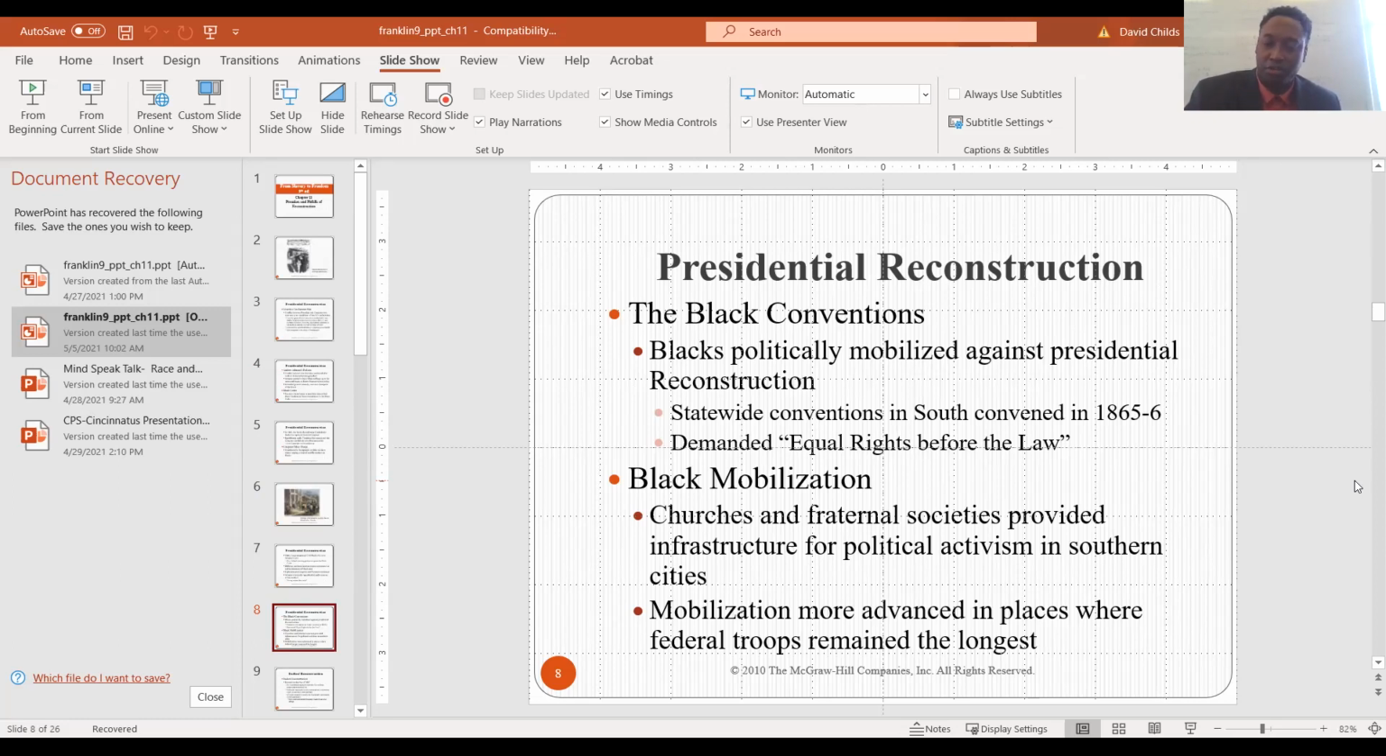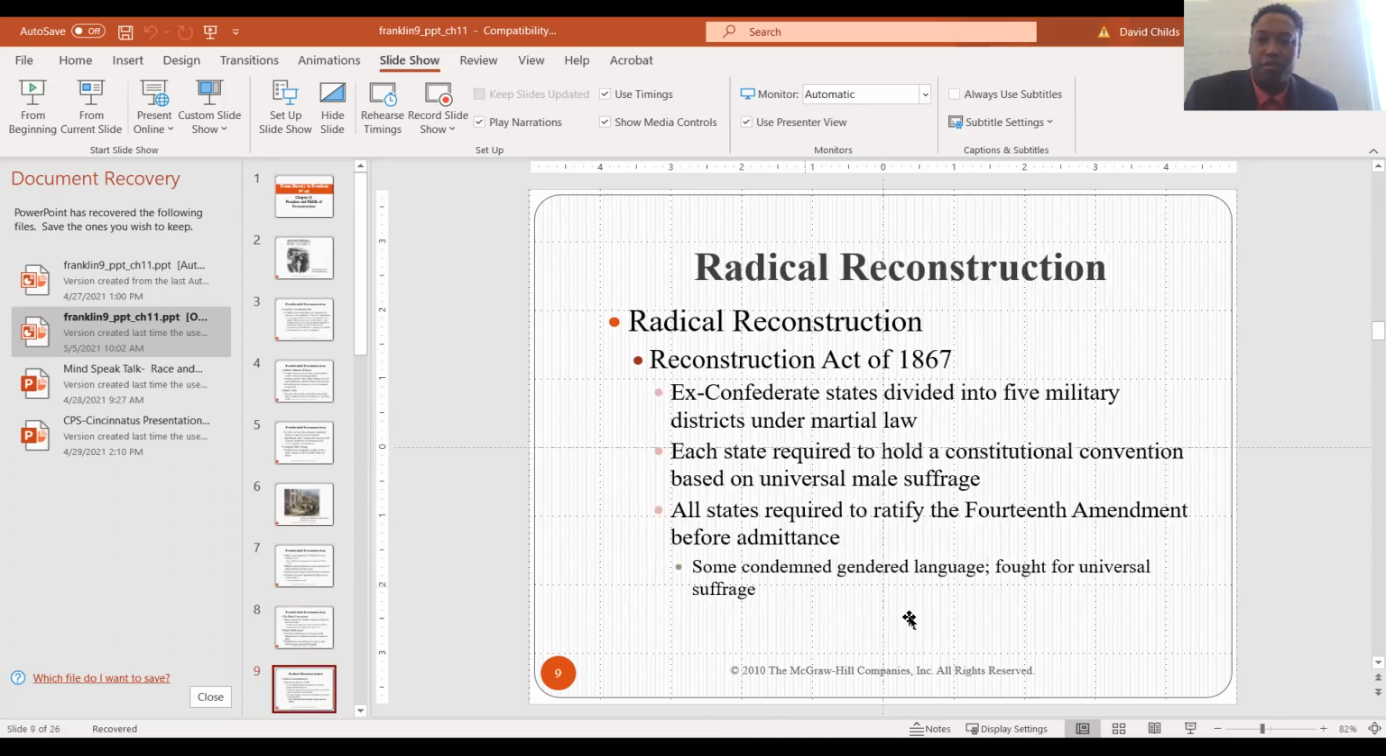Black mobilization, churches were involved in a lot of the political activism, speaking out against injustice. Fraternal societies, that's basically your Freemasons, et cetera, and so forth. But the churches were involved in a lot of these movements to speak out against the injustice. Okay, so I'll just move on.